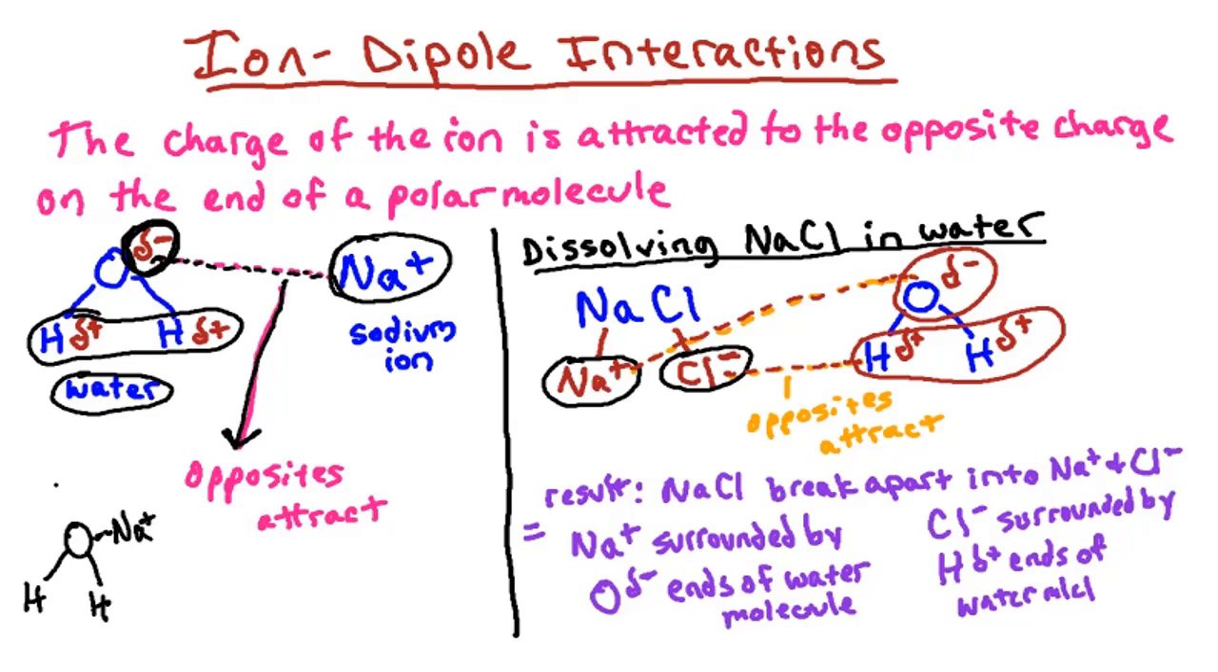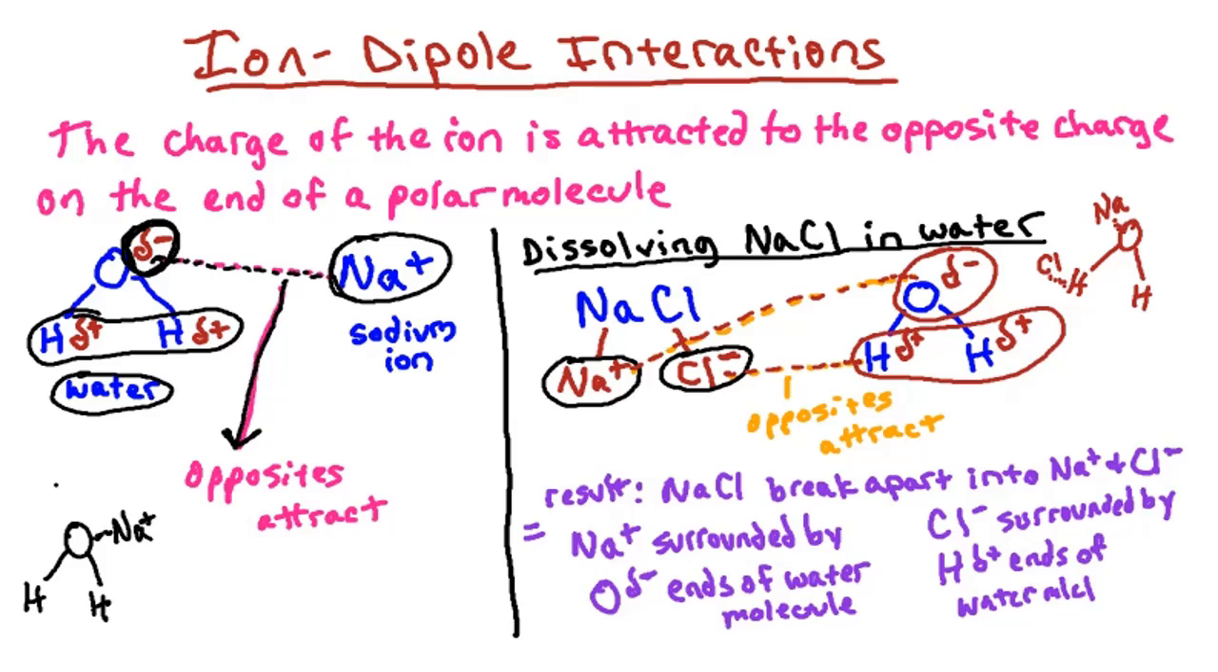So if you have a water molecule like this, and you bring NaCl into the mix, the Na, because it's positive, is going to stick to the negative oxygen end of the molecule, and the Cl, which is negative, is going to stick to the positive hydrogen end of the molecule.